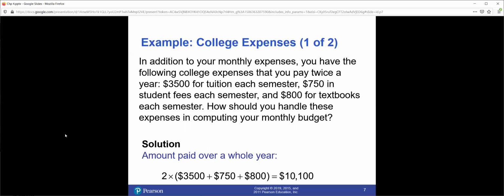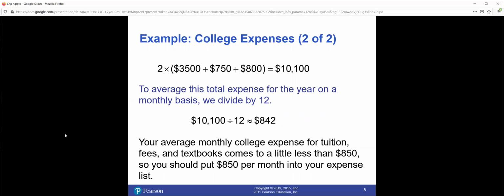These large, seemingly abstract numbers can be divided into a nice month-to-month schedule so you know how much these things actually work out to. And yes, truth be told, most of us have grants or loans for college. We don't pay for it monthly. But you could turn this around to be really any topic and the idea would still stand. The average monthly college expense for tuition, fees, and textbooks comes to less than $850. So you should put $850 per month into your expense list.